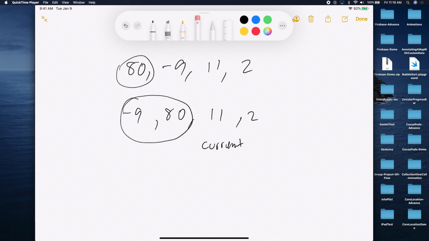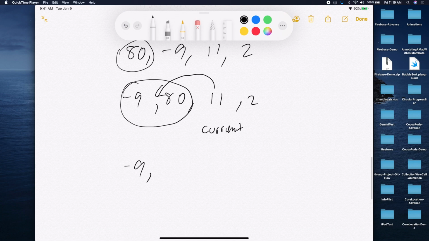All right. So at this point, we're currently at 11, correct? So where does 11 go? 11 goes here. Back up here. 11 goes here, correct? So let's just write that out again. So we have minus 9, 11, 80, and we have 2.